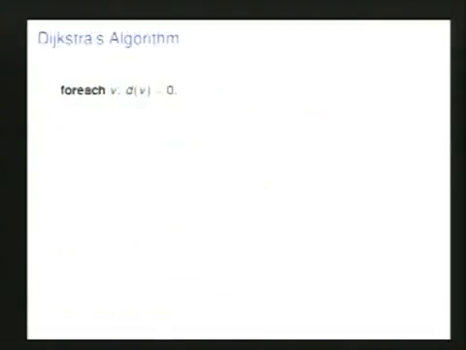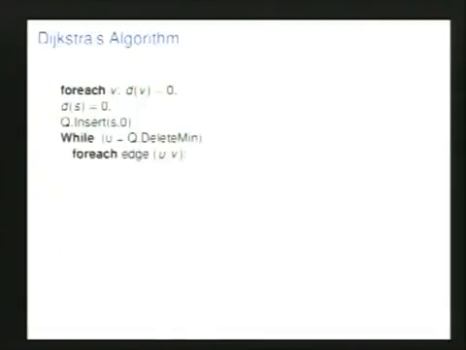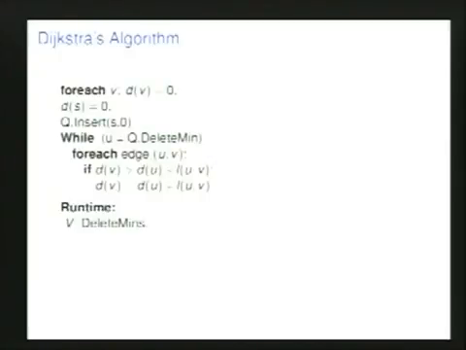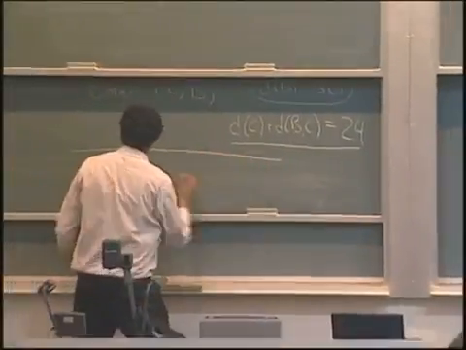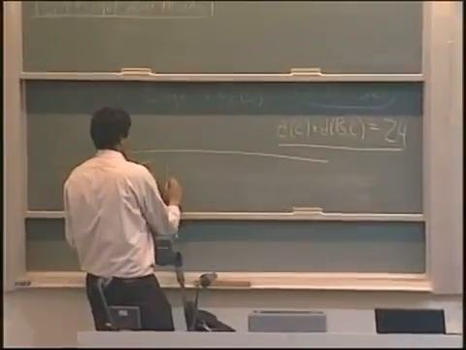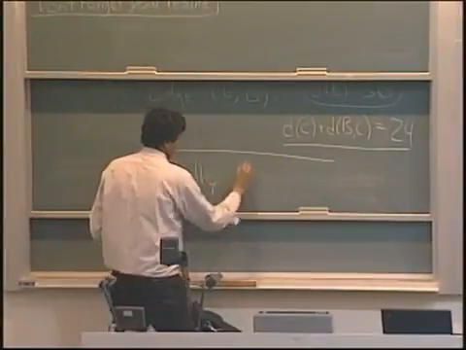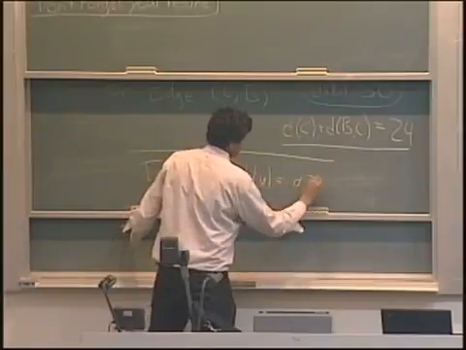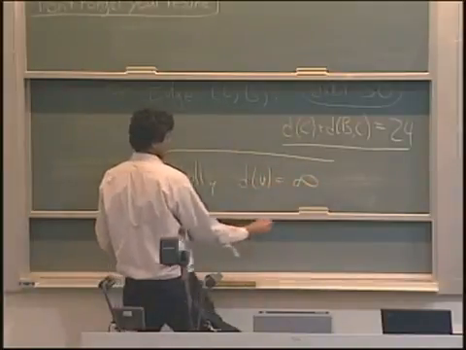Okay, and this is Dijkstra's algorithm. So let's see what it does. Again, it's just translated into code. For each vertex, you set all the distances to infinity. D of S is equal to 0. So let me just write that down. Okay, so initially, D of V is equal to infinity for all v.